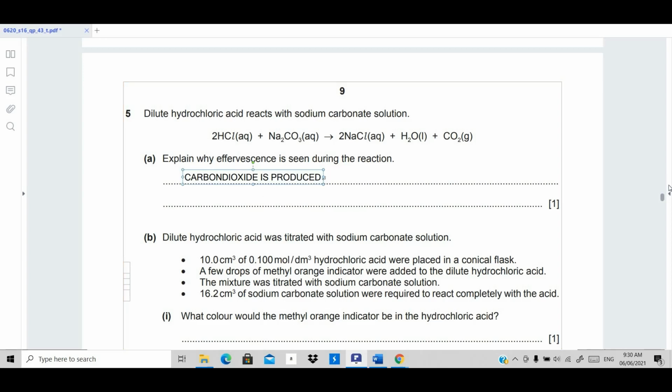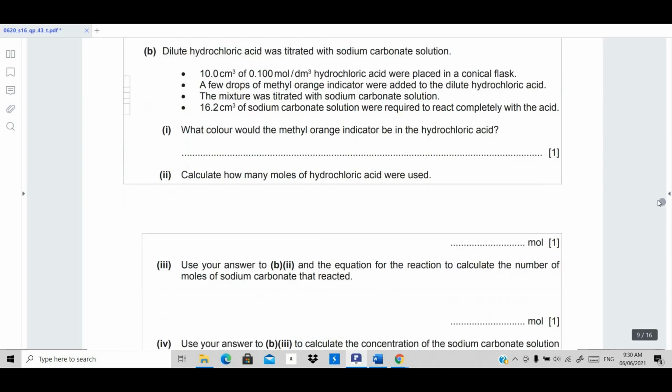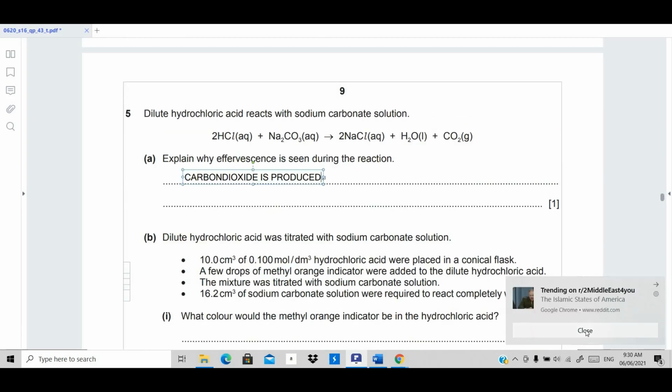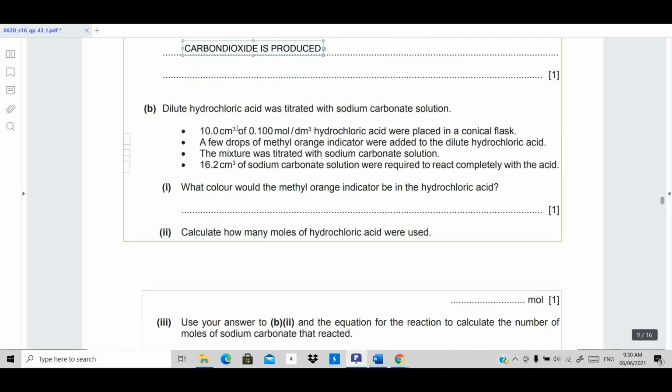Part B is an experimental question and also includes moles, a question on moles. Dilute hydrochloric acid was treated with a sodium carbonate solution. Here are the steps given. 10 centimeter cube of 0.100 mole per decimeter cube of hydrochloric acid is placed in a conical flask, with methyl orange indicator. Add the dilute hydrochloric acid. The mixture was treated with a sodium carbonate solution.